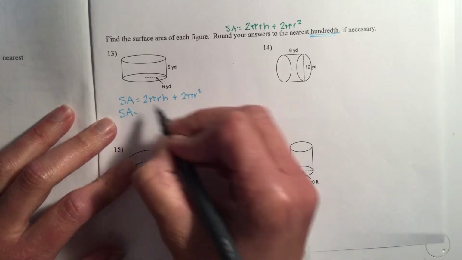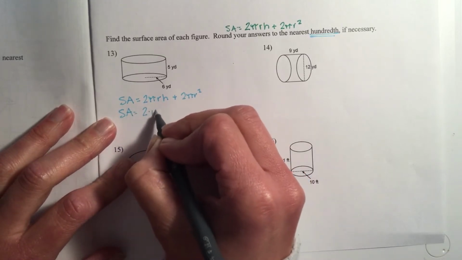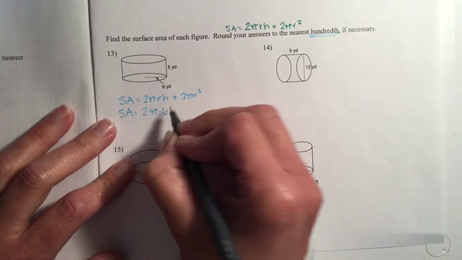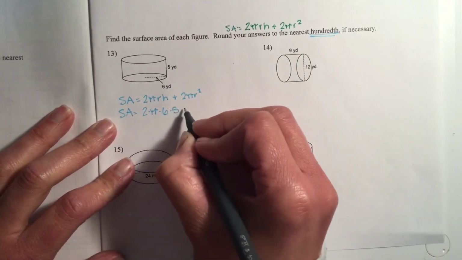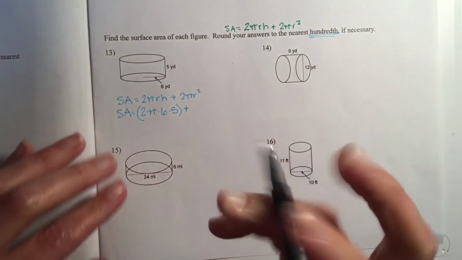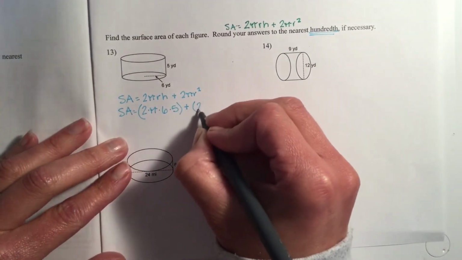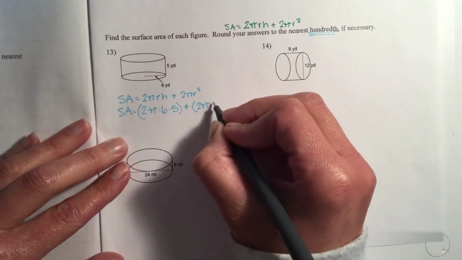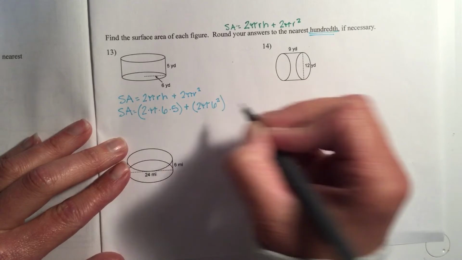Surface area equals 2 times pi times radius. My radius in this shape is 6. My height is 5. I put parentheses because that has to be done first. Then we're going to do 2 times pi. My radius is 6 squared.